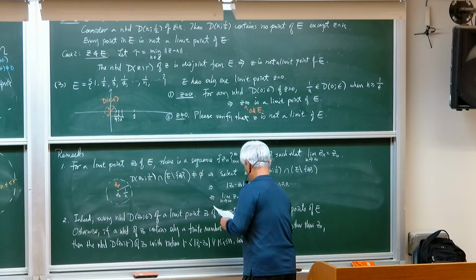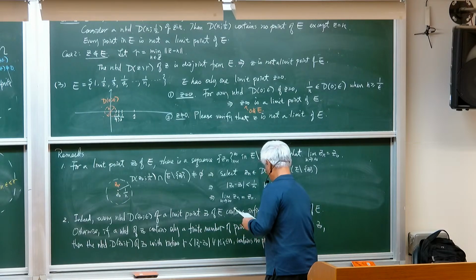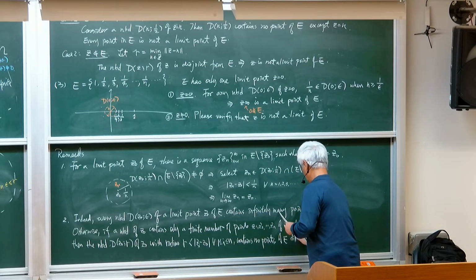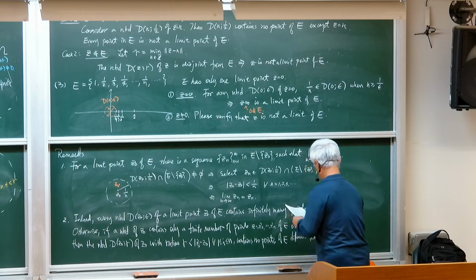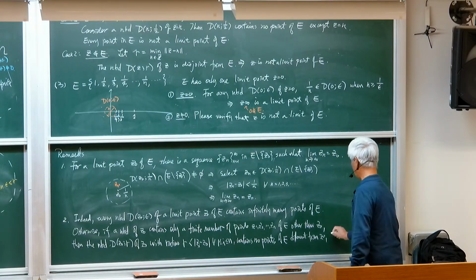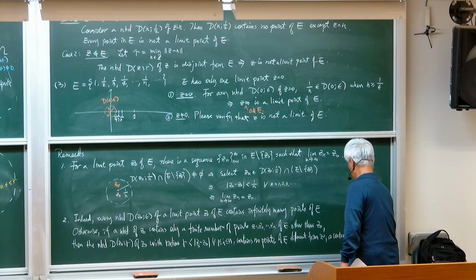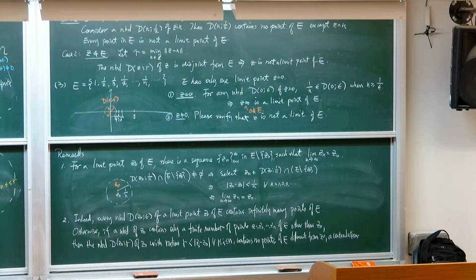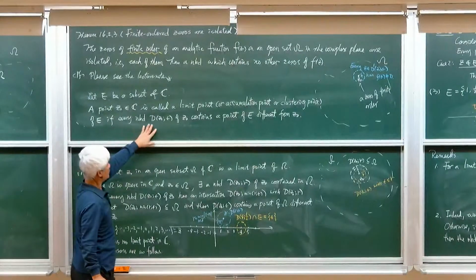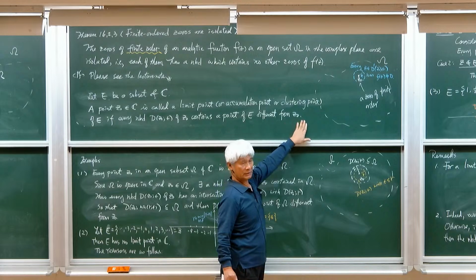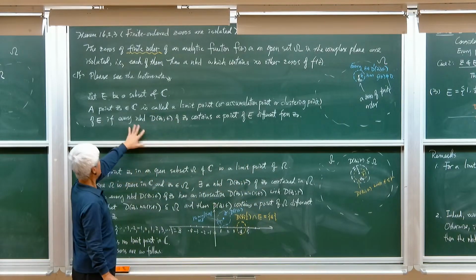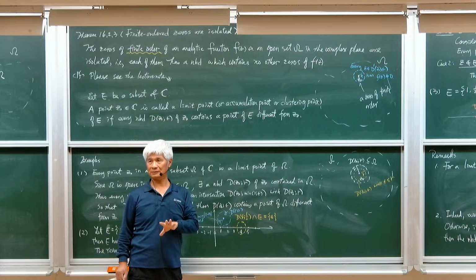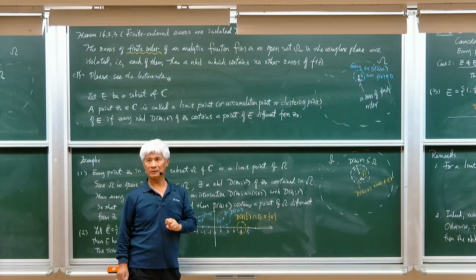contains no points of E different from z0. And this is a contradiction. Even though the required condition is that every neighborhood of z0 contains a point of E different from z0, the reality is that every neighborhood of the limit point z0 contains infinitely many points of E. In fact, many points.